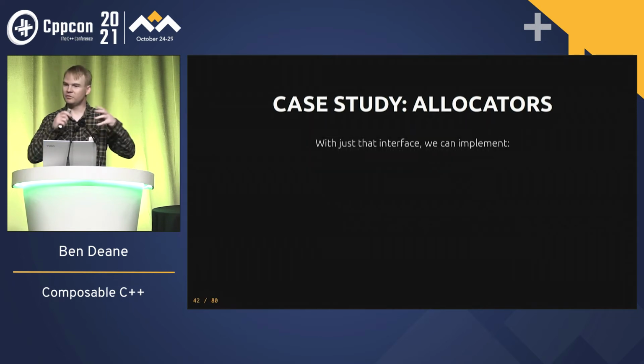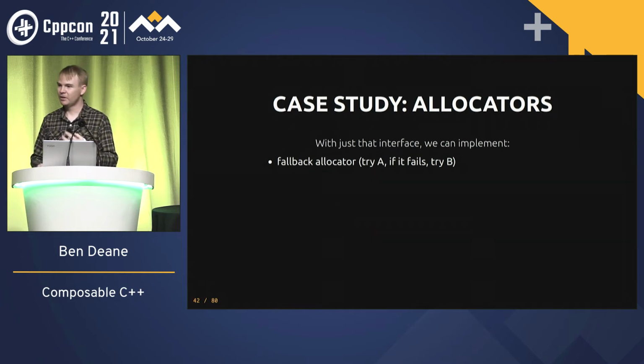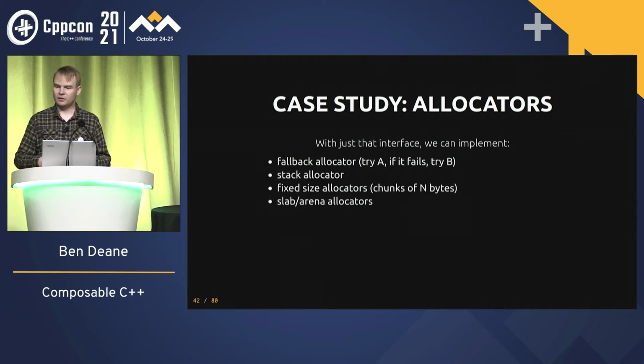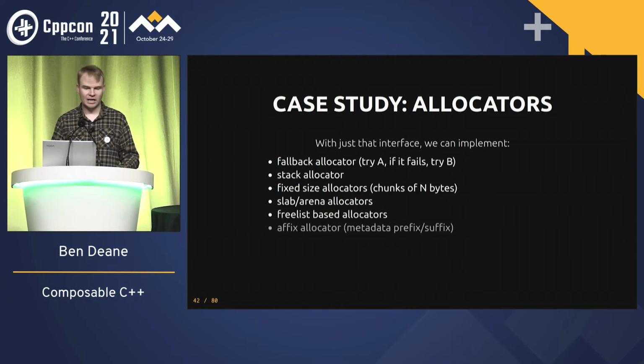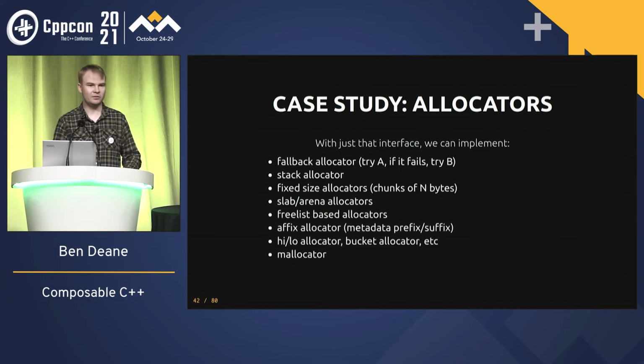Now, some of them are just sort of allocator mechanical type things, but a really important one is the fallback allocator. That's what powers the whole composition, really. It is that delegation object, that if-else object. Andrei shows a bunch of other allocators, so stack, fixed size, slab, etc., and finally, delegating to the mallocator.